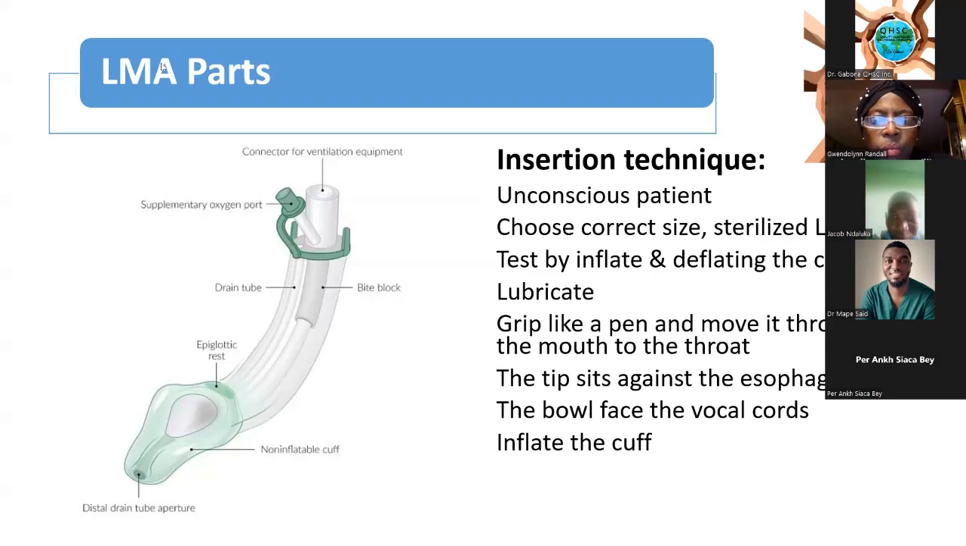Next slide. One thing I'd like to add is that when you're lubricating, you just want to lubricate the tip, and make sure the lubricant doesn't go inside so that the patient doesn't aspirate it. Some people put a lot in, but it's unnecessary. Just the tip is necessary to lubricate, and that's enough.